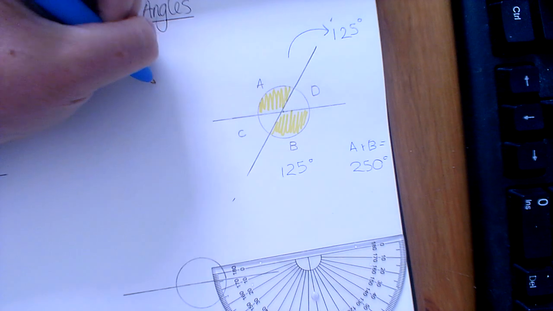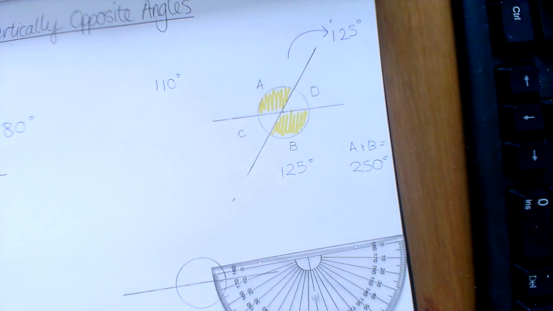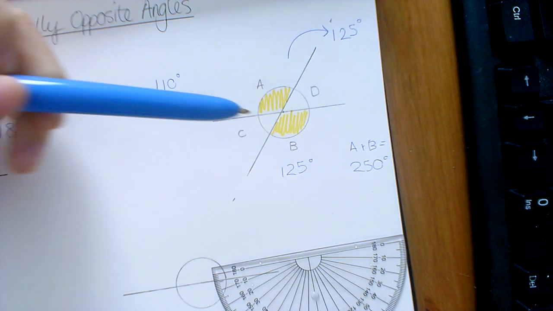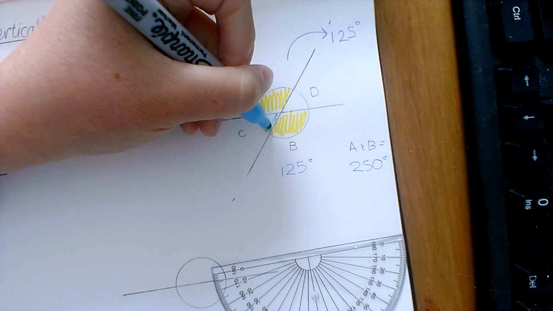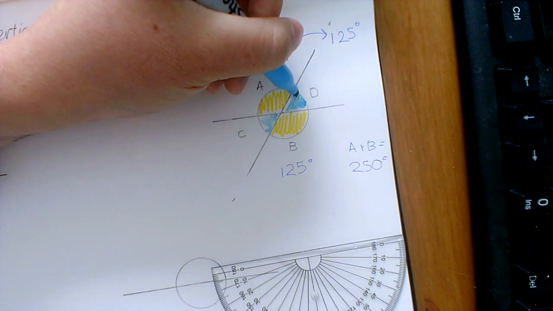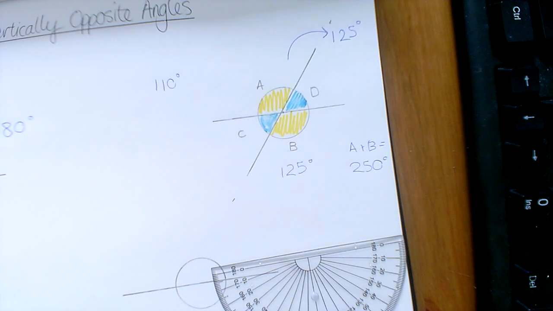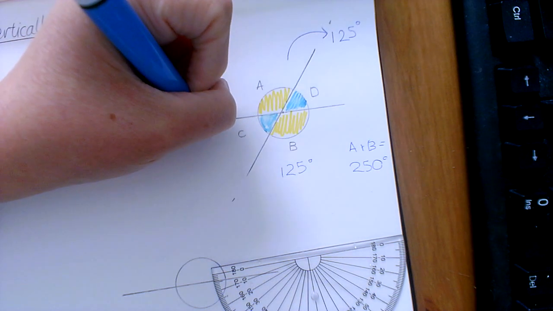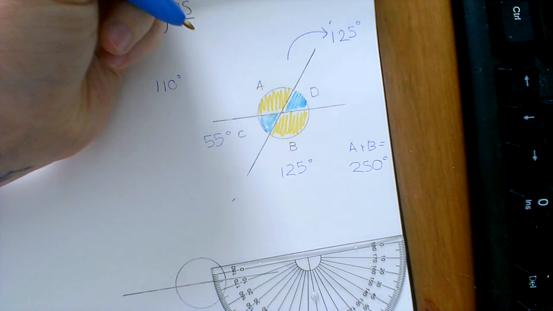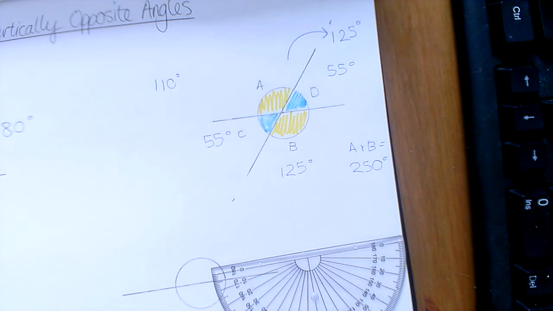So if I know I've got 110 degrees remaining to split between two equal angles, how much can you predict that C and D equal? I want you to do that in your head as I just show you. Oh, my pen's run out. There we go. So you've got your two vertically opposite angles there, C and D, and you've got 110 degrees to share between them. So you should have got 55 degrees for each one, and that's how it works.